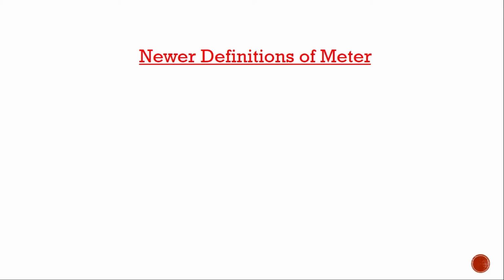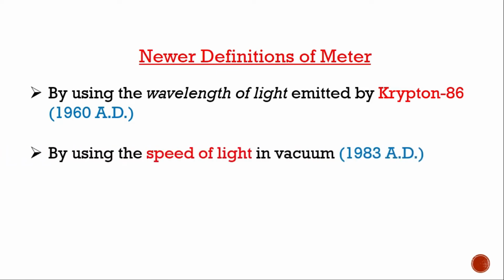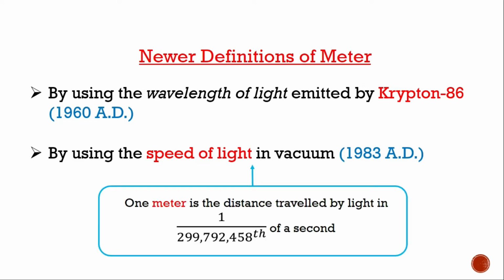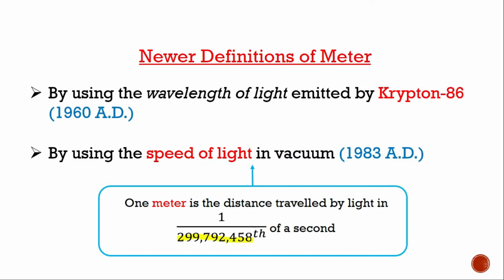So the Bureau tried to define this again once in 1960 by using the wavelength of light emitted by Krypton 86, and then most recently in 1983 by using the speed of light in vacuum, which says that 1 meter is the distance traveled by light in 1/299,792,458th of a second. Of course, this number is quite big, and it is so because it is the distance light travels in 1 second. But for now, you don't need to remember this. The definition in your book is enough for a class 8 student.